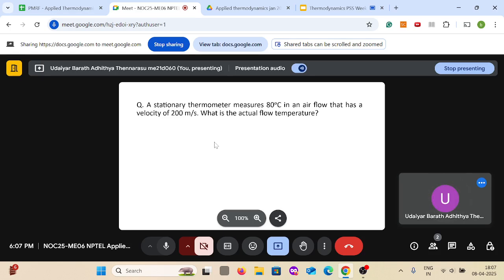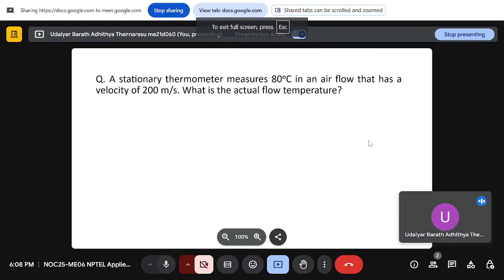The first one is, we have a stationary thermometer that measures 80 degrees Celsius in an airflow that has a velocity of 200 meters per second. What is the actual flow temperature? So saying we have a stationary thermometer which is measuring 80 degrees Celsius in an airflow that has a velocity of 200 meters per second, what is the actual flow temperature? This is the example I gave. So the numericals are also on those.